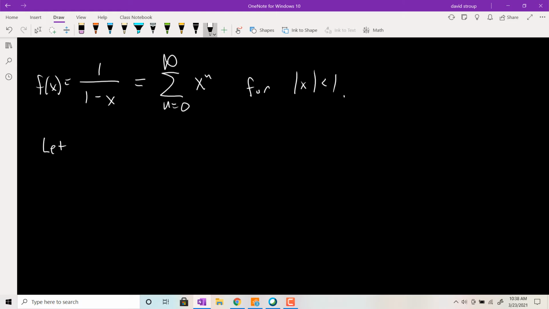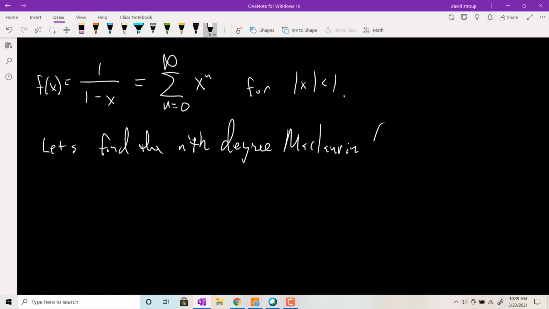let's find the nth degree Maclaurin polynomial. Remember, Maclaurin means it's centered at 0. For this f of x, which is 1 over 1 minus x. Okay, so how did that work?